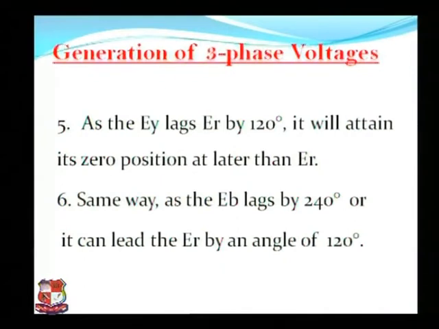Here we can see that EY is 120 degrees, so it will attain the 0 position later than ER, that is 120 degrees after ER. In the same way, EB is lagged by 240 degrees with respect to R, but it can be 180 degrees with respect to Y.